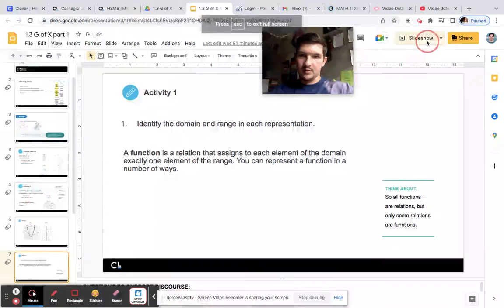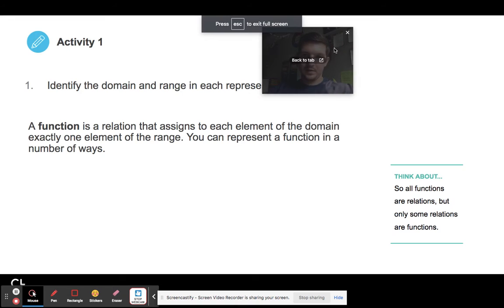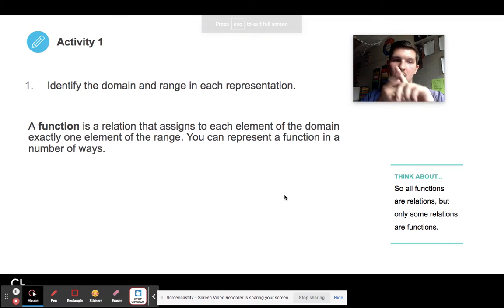Now I want to come back here, all right, and give you the official definition of what a function is. So a function is a relation that assigns each element of the domain exactly one element of the range, which means for every input, for every x, you have exactly one output. You have exactly one y. Okay. You can't repeat your x's. For every x, you have exactly one y. If you have multiple x's that are the same, it's not a function.